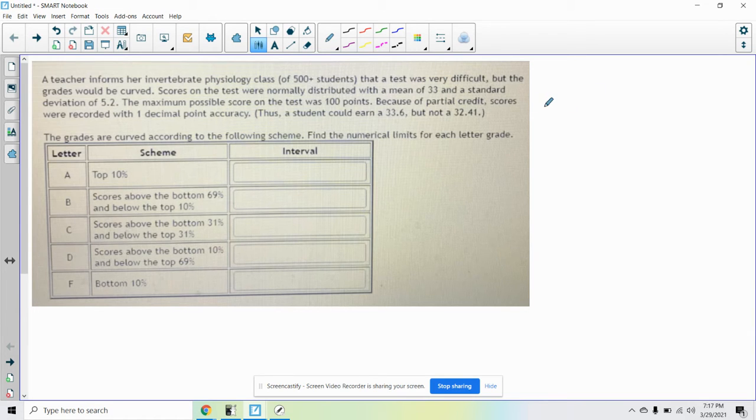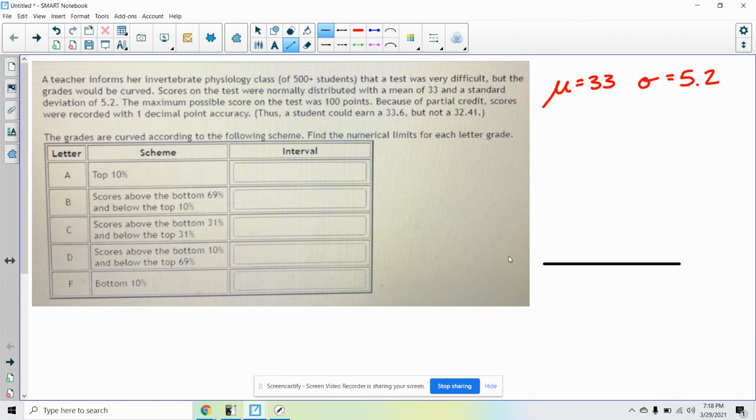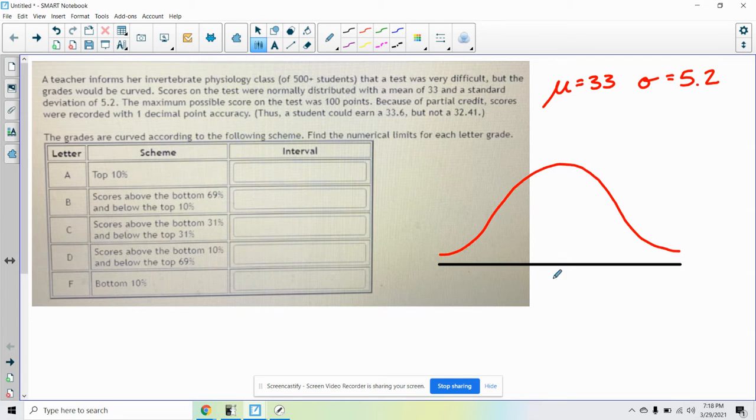The mean is 33, so I'm going to write that. Mu is 33. And my standard deviation, sigma, is 5.2. So it wants us to find the numerical value that cuts off the top 10%. So if I draw my normal curve like so, okay, like that. My mean goes right in the middle.